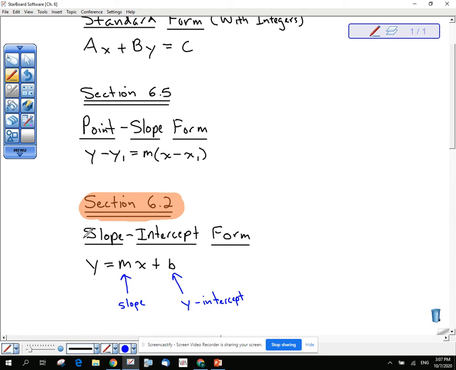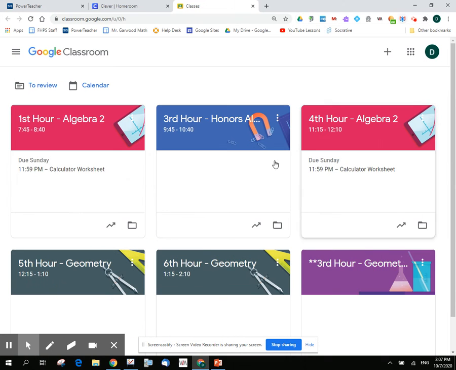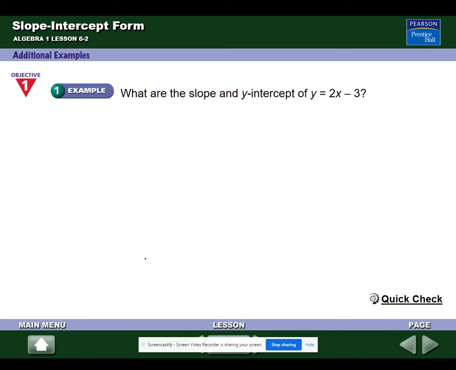Graphing is kind of its main feature for slope-intercept form, and we can pick out the slope and the y-intercept from something that is in slope-intercept form. So what are the slope and y-intercept of y equals 2x minus 3? The slope would be 2, the y-intercept would be negative 3. You ought to be able to do that pretty quickly. Pick it right out of the equation. There's the slope, there's the y-intercept, including the negative.